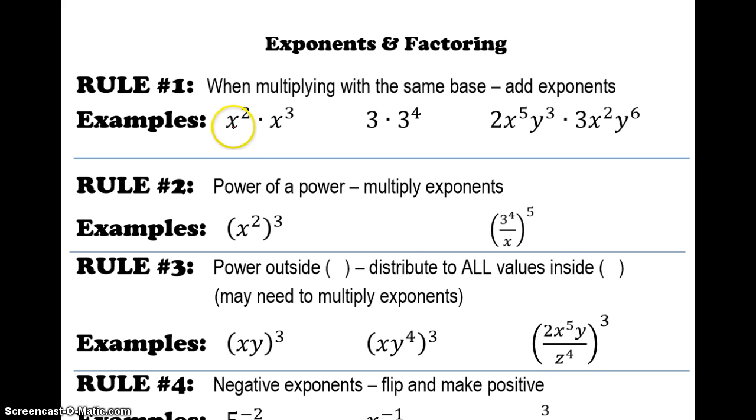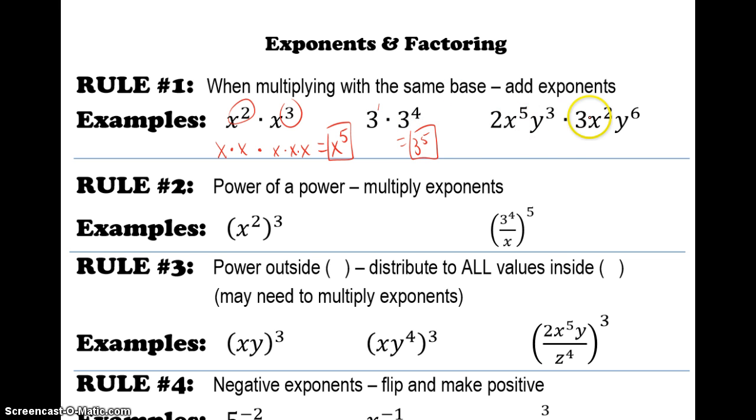If you look at our first example, we have x squared times x to the third. That's like me saying multiply x twice, and then multiply x 3 times. And so how many times have we multiplied x by itself? 5 times. A quick way to do that is just to add the exponents 2 and 3. If you don't see an exponent, on the next example, there's a 1, so that would actually be 3 to the 5th.